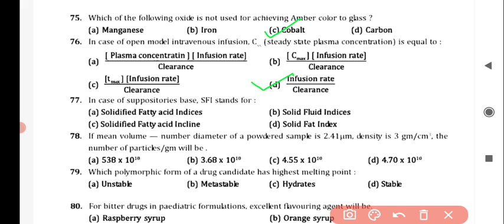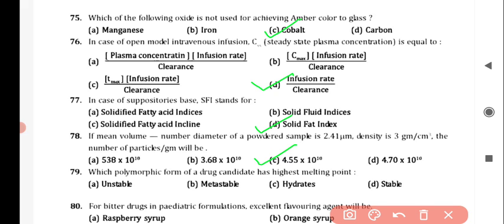Next question is, in case of suppositories base, SFI stands for, and the correct answer is option D, solid fat index. Next question is, if mean volume number diameter of powder sample is 2.41 micrometer, density is 3 gram per centimeter cube, the number of particles per gram will be, and the correct answer is option C, 4.55 into 10 to the power 10.